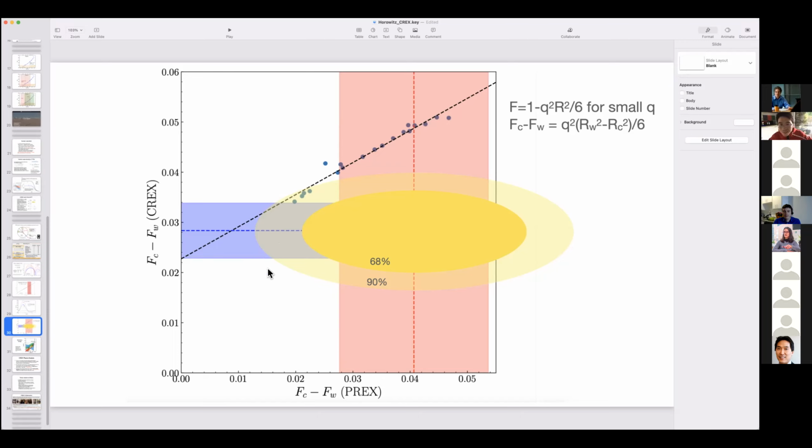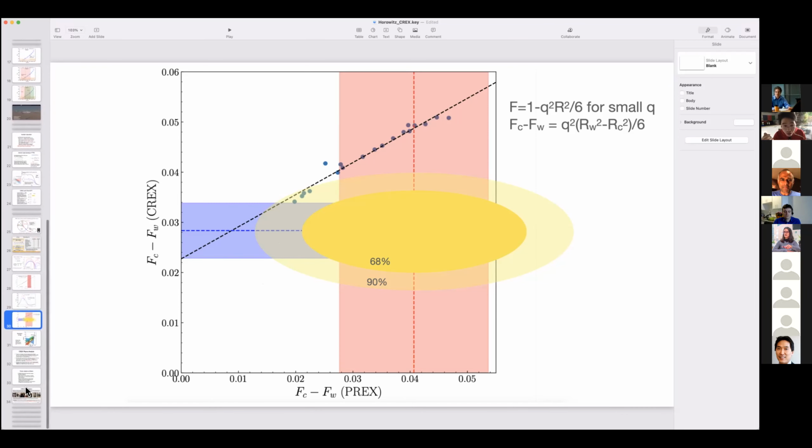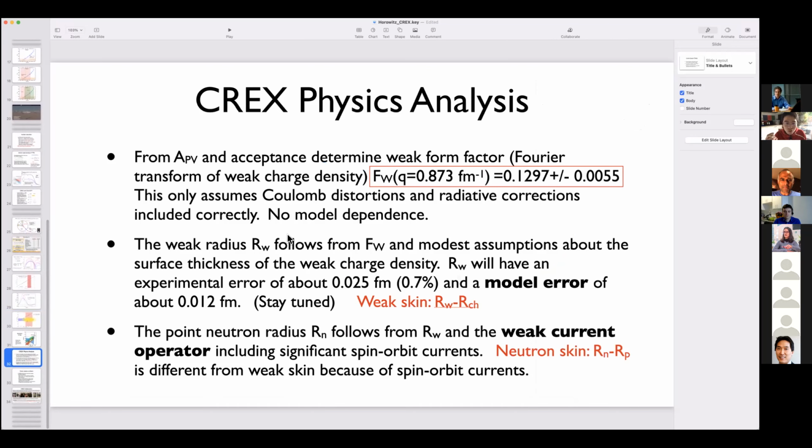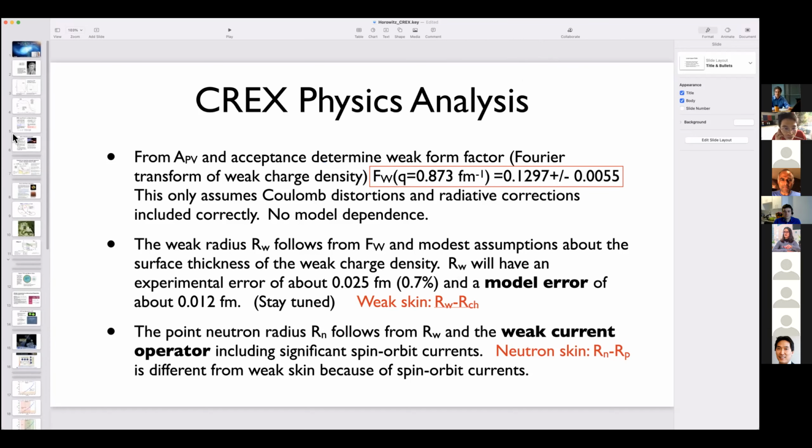Thank you for the nice talk. My question is about when we extract the weak form factor from experiment, I think there is also some model dependence. For example, we need to assume the density profile. So I'm curious where the model dependence is in extracting the weak form factor.